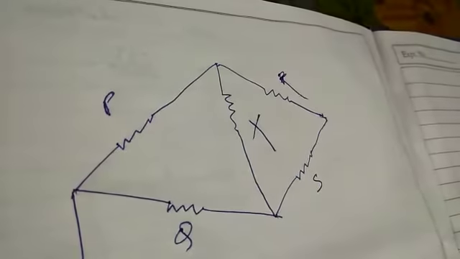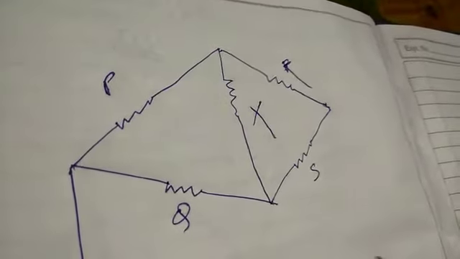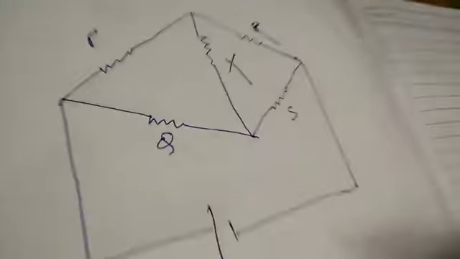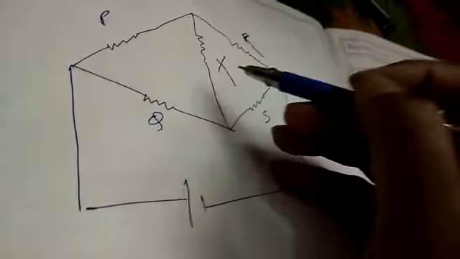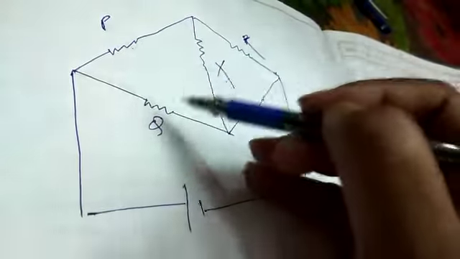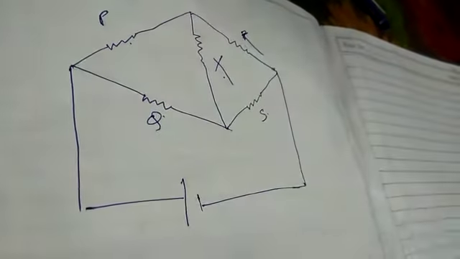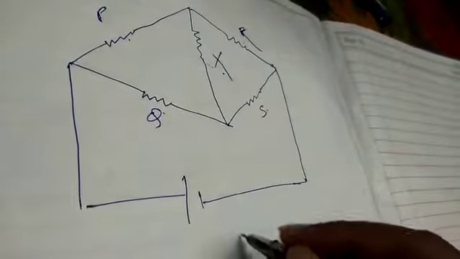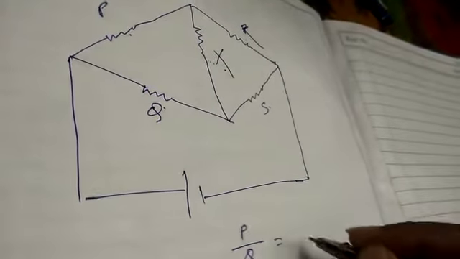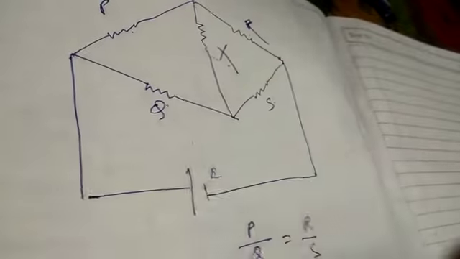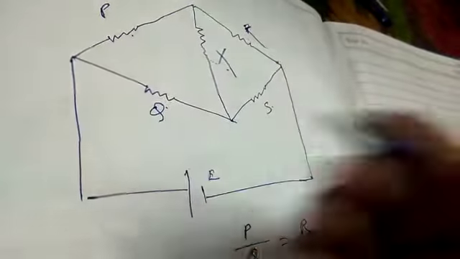Then, if a battery is joined, Wheatstone showed that if no current passes through X, then resistance P divided by resistance Q is equal to resistance R divided by resistance S. That means if no current passes through X, then P by Q is equal to R by S. And this will be the battery. Clear?